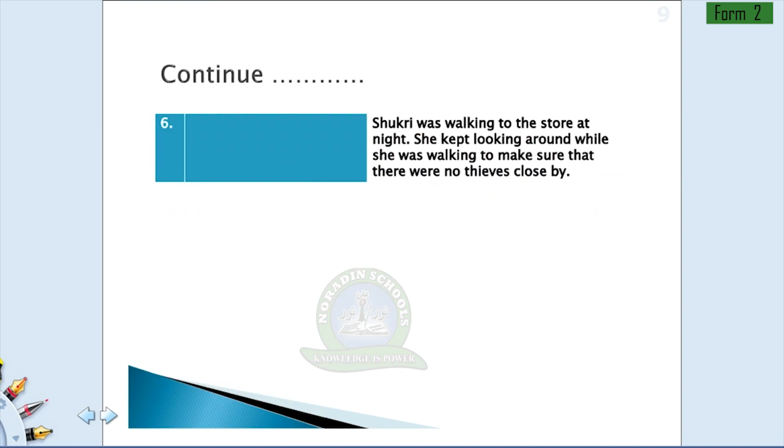And the final question is, Shukri was walking to the store at night. She kept looking around. She was walking to make sure that there were no thieves close by, coming close. So this is vigilance.